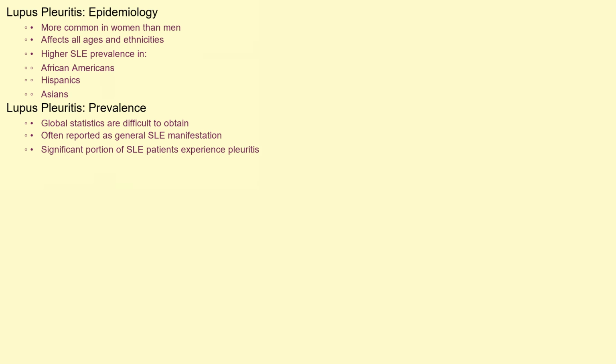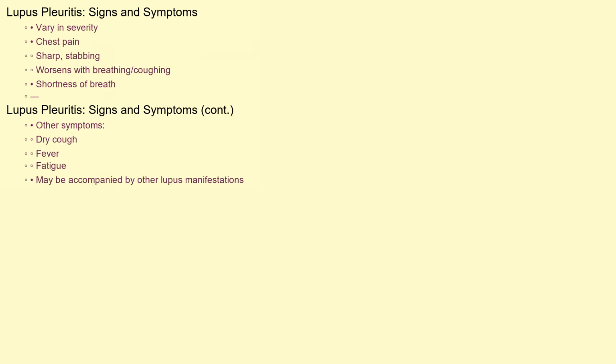Lupus itself is more common in women than men, and lupus pleuritis follows a similar pattern. It affects individuals of all ages and ethnicities, although certain populations, such as African Americans, Hispanics, and Asians, have a higher prevalence of SLE and consequently, a greater risk of developing lupus pleuritis. While precise global statistics on lupus pleuritis are difficult to gather due to the condition being often reported as part of general SLE manifestations, it is estimated that a significant portion of individuals with SLE will experience pleuritis at some point during their illness.